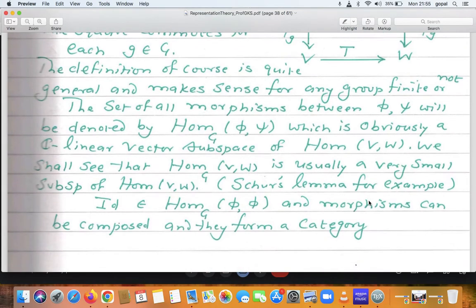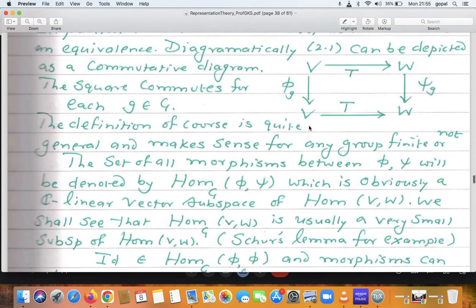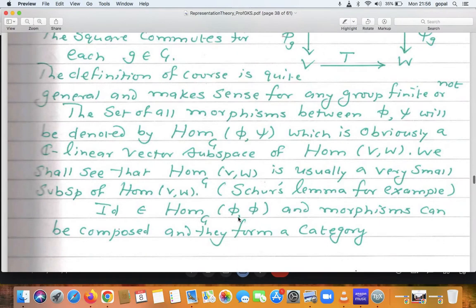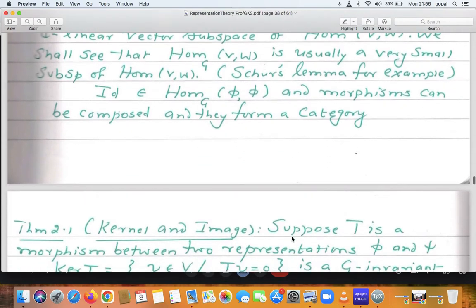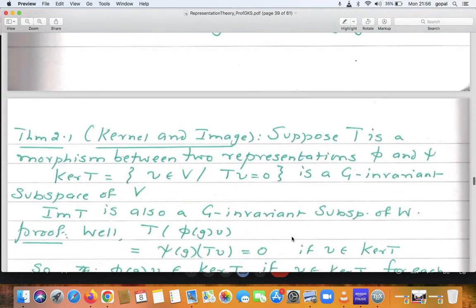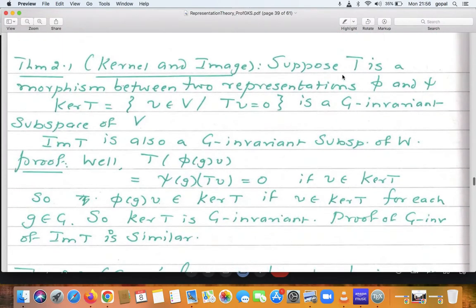Of course, if phi and psi are equal, then the identity element belongs to Hom_G(phi, phi), and morphisms can be composed, so the morphisms form a category. The kernel and image: suppose T is a morphism between two representations phi and psi. The kernel of T, in the usual sense of linear algebra, is a G-invariant subspace of V. The proof is immediate. The image of T is also a G-invariant subspace.